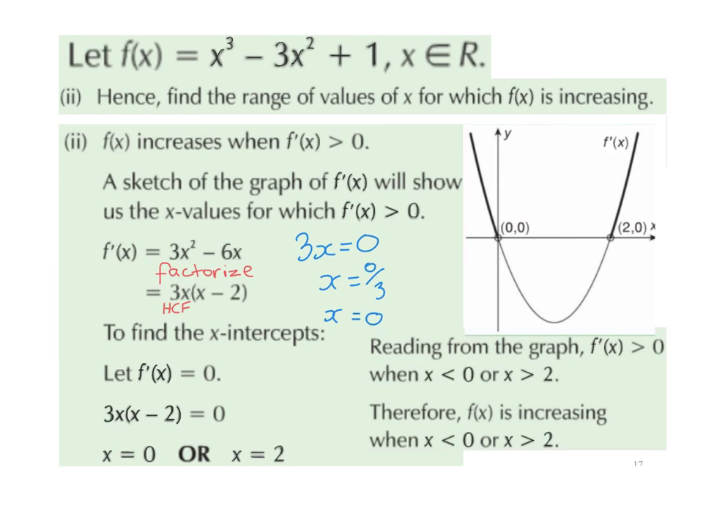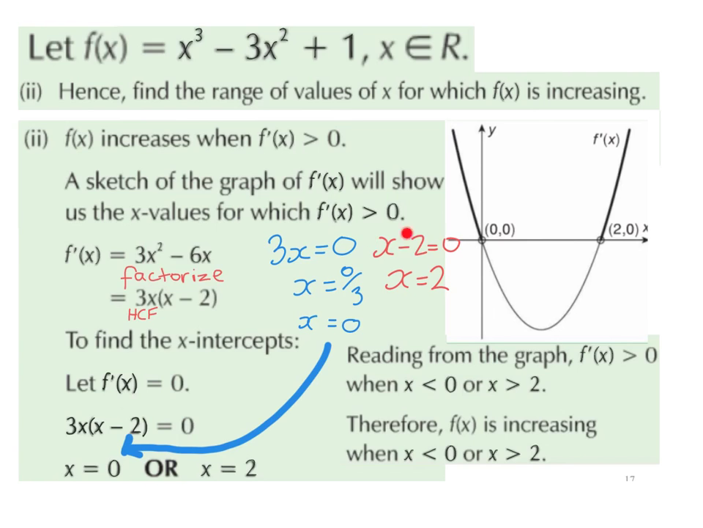So 3x is equal to 0, so x is going to be equal to 0 divided by 3, so x is going to be equal to 0. So that's where that part comes from there. X is equal to 0. Okay, and then likewise, I'm going to let x minus 2 equal 0. So x minus 2 is equal to 0, so x is going to be equal to positive 2. So that's where that comes from there.